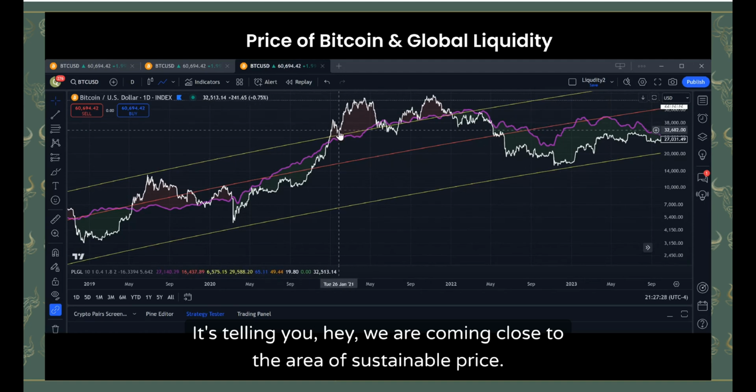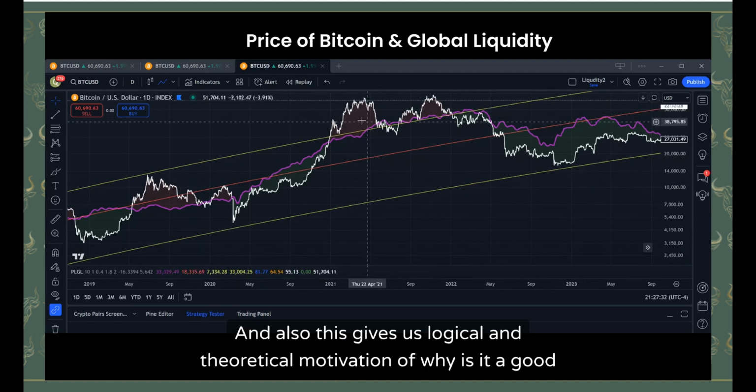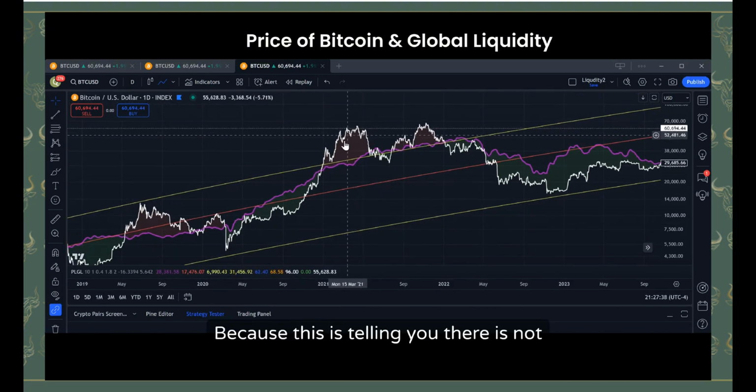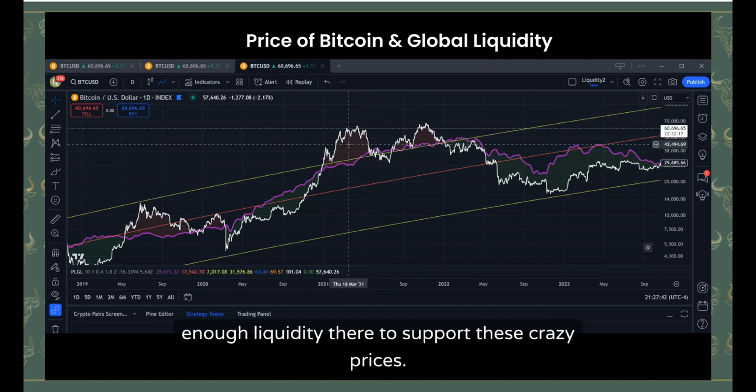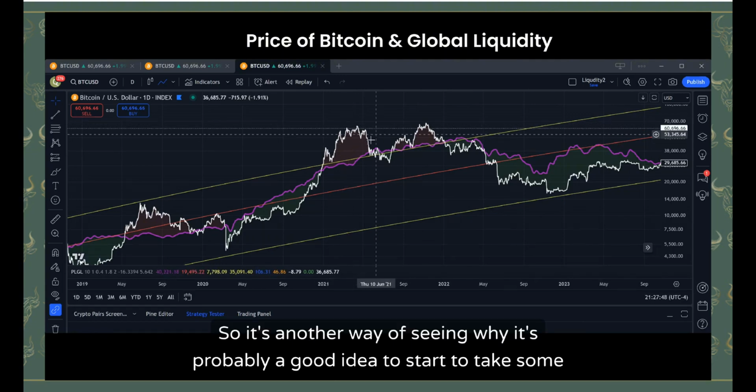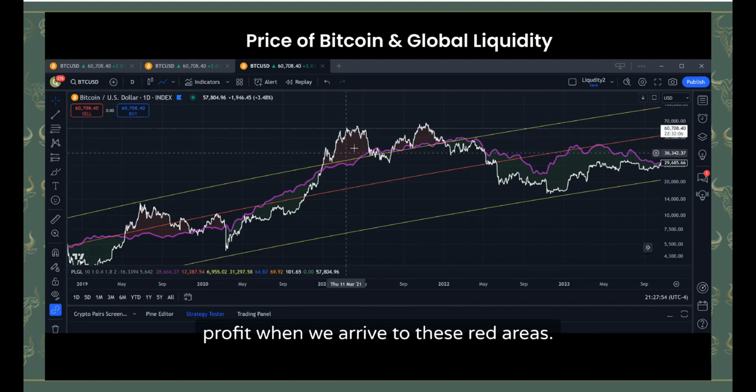It's telling you, hey, we are coming close to very unsustainable price. And also this gives us logical and theoretical motivation of why it's a good idea to sell, because this is telling you there is not enough liquidity there to support these crazy prices. It's not sustainable. So it's another way of seeing why it's probably a good idea to start to take some profit when we arrive to these red areas.